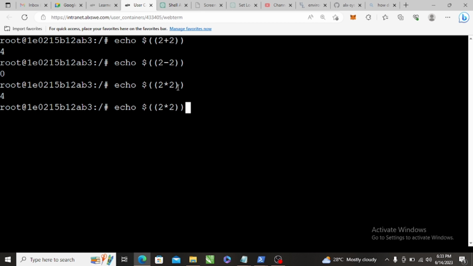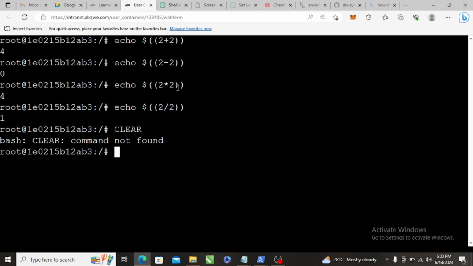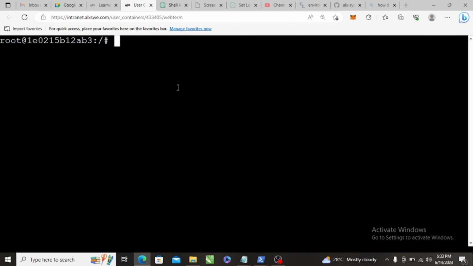Division, division, right? So we have that. So let me clear my screen, and sorry, I'm on capital letter. So that's that. And we also have what we call modulus. Modulus is like, what does it remain? Like 2 divided by 2 will remain what? So we use this percent sign. Okay, so 2 divided by 2 will remain 0, right? So if you do that, it will remain 0.